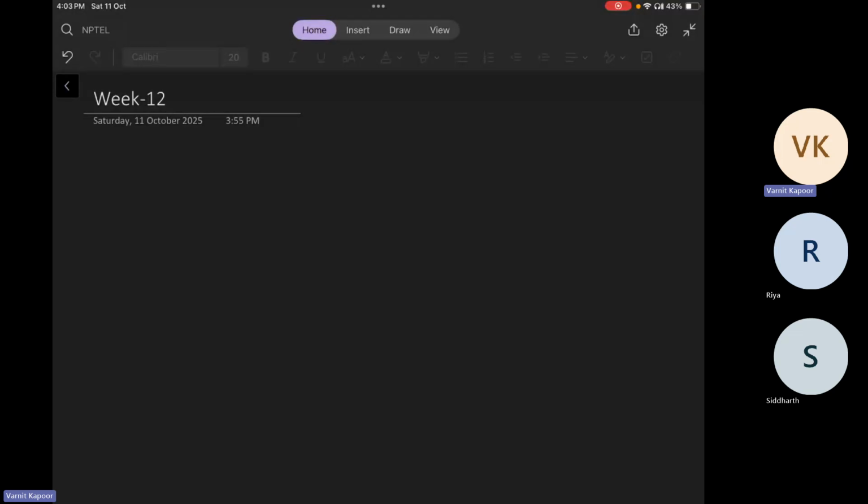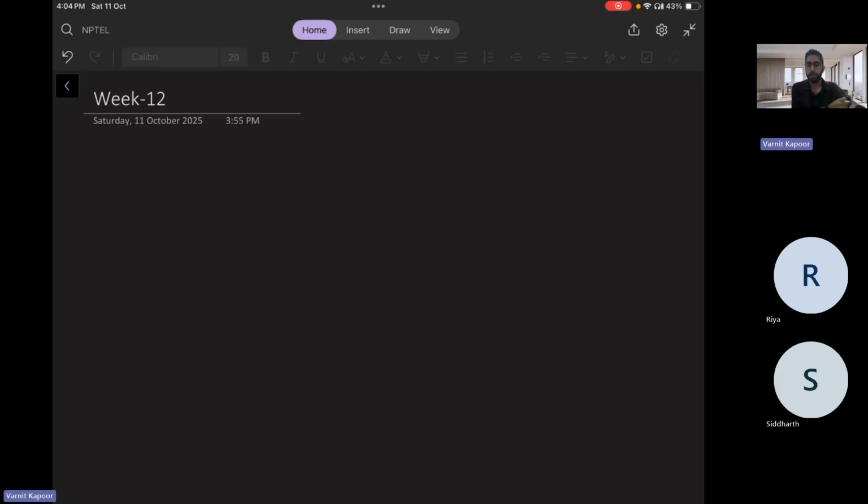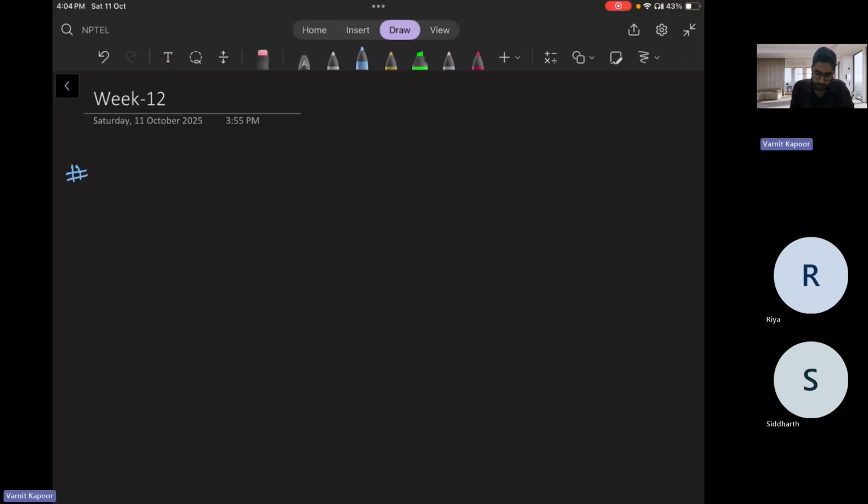Okay, I think now my screen is visible. Yeah, great. So let's start. Let me write: discharge equation for Venturi meter.